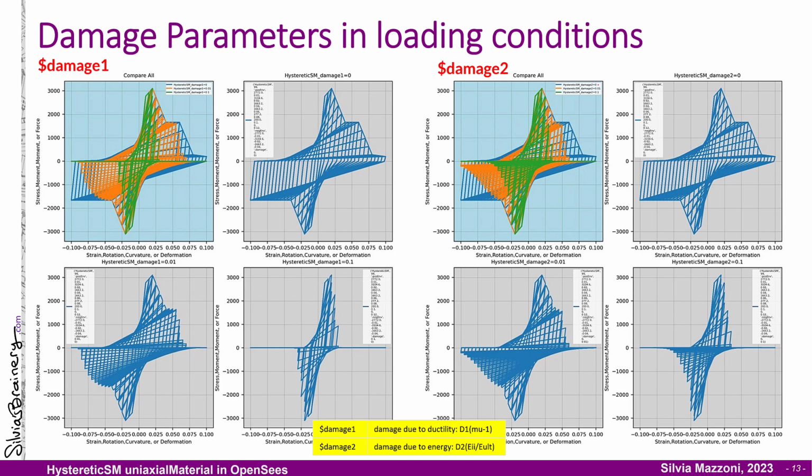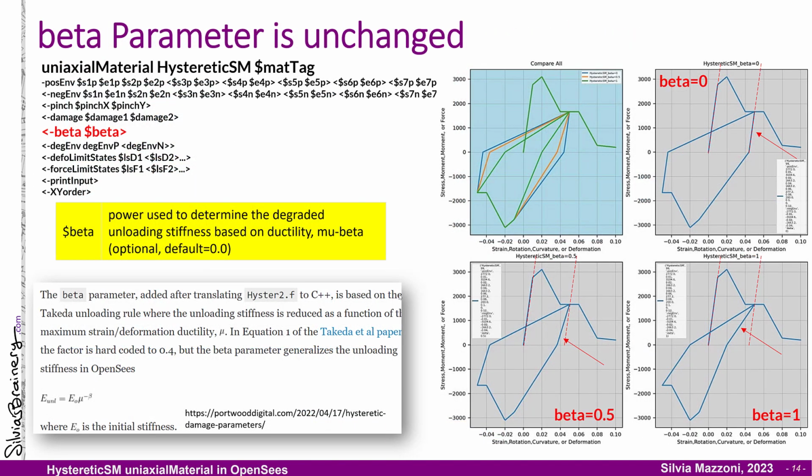I think here I'm looking at values of 0.01 and 0.1 for both cases, okay? And so that's what you see here, but that just happens to be the case for my loading. And it especially depends on how far you load. This I've loaded pretty far. The beta parameter is also unchanged, and it was already optional in hysteretic, so I haven't really done anything with it.